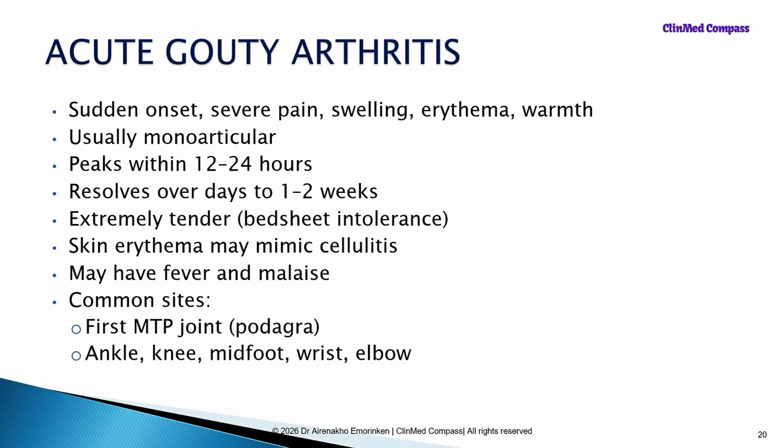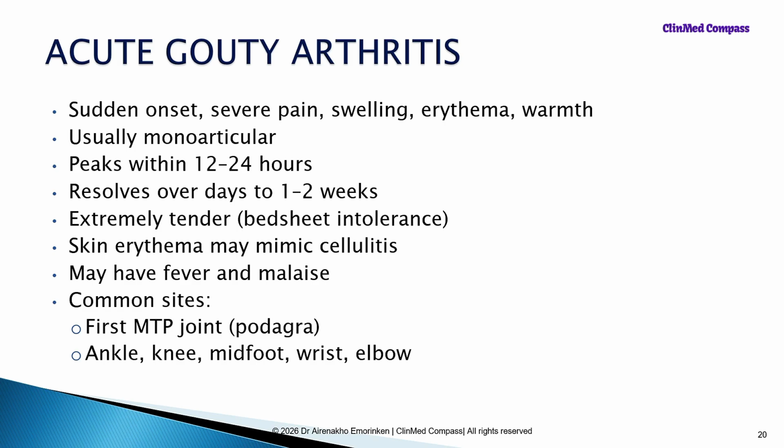Acute gouty arthritis is dramatic in presentation. Onset is sudden, often waking patients from sleep with severe pain. The affected joints become swollen, erythematous, and warm. Symptoms peak within 12 to 24 hours and, untreated, resolve over days to 2 weeks. A hallmark is extreme tenderness. Patients may report bedsheet intolerance, where even light contact is excruciating. Skin erythema may mimic cellulitis, and systemic symptoms like fever may occur.